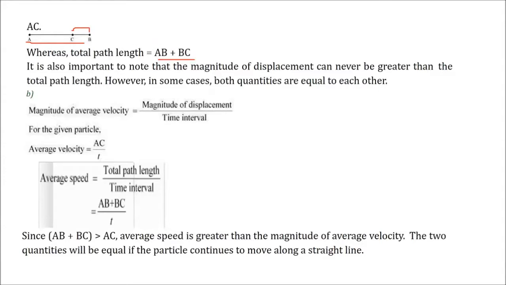And we should know that the magnitude of displacement can never be greater than the total path length. The total path length can be equal or greater than the displacement. So both the quantities may be equal at some time.